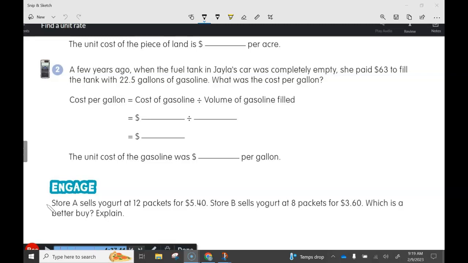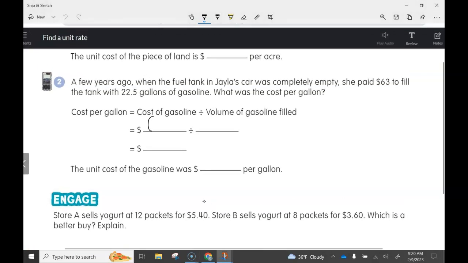So this is the unit rate that you hear about the most. If you hear your parents, grandparents, aunts, uncles complain about gas, they always say how much it is per gallon. Okay, so that is an example of a unit rate. Now let's take a look at this particular problem and find how much it is per gallon. So what we do is we take the cost per gallon, which equals the cost of gasoline divided by the volume of gasoline filled. So let's look at this a little bit in more detail. We take the $63 that was paid, and we're going to divide it by the 22.5 gallons.